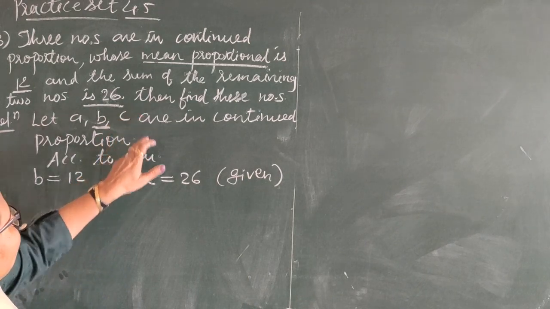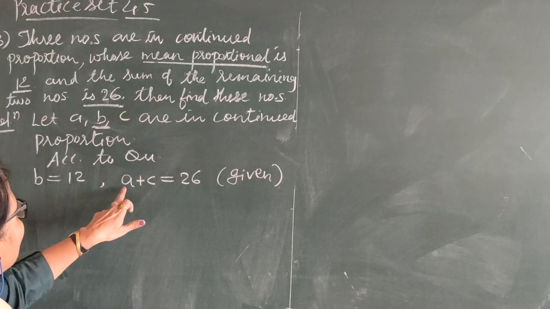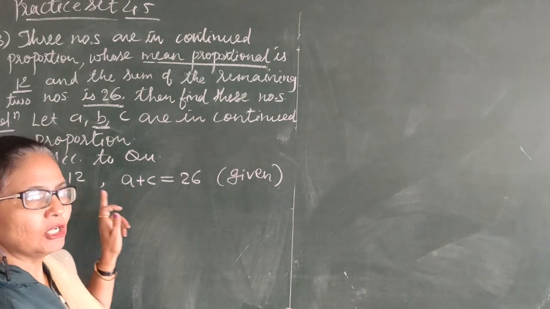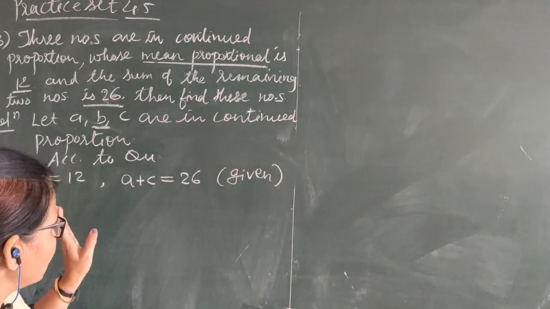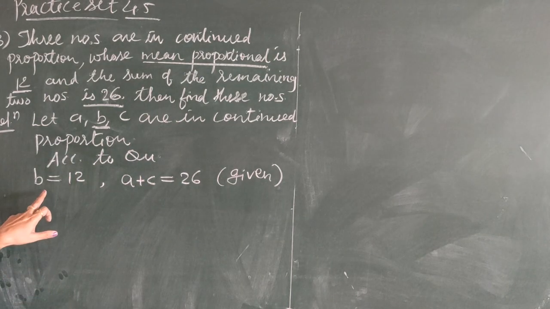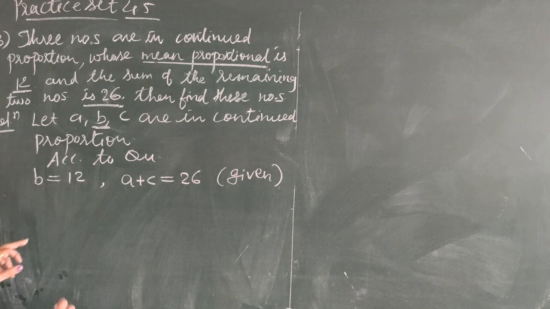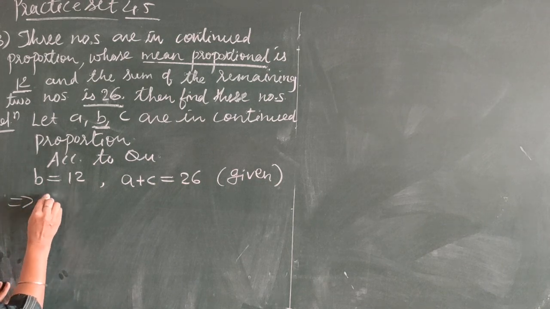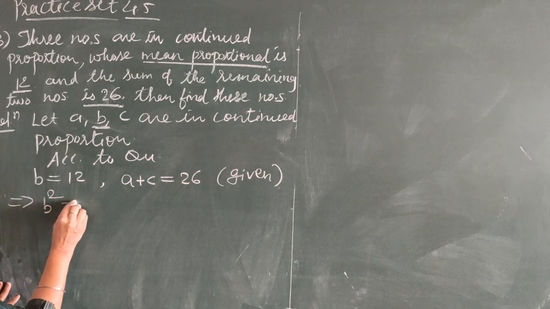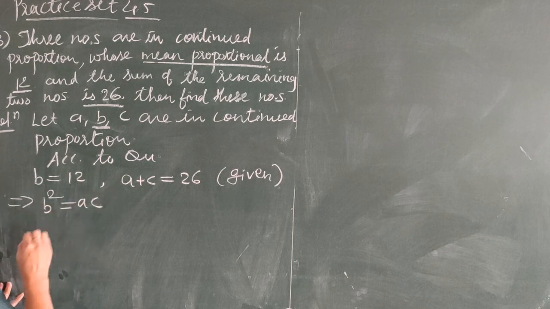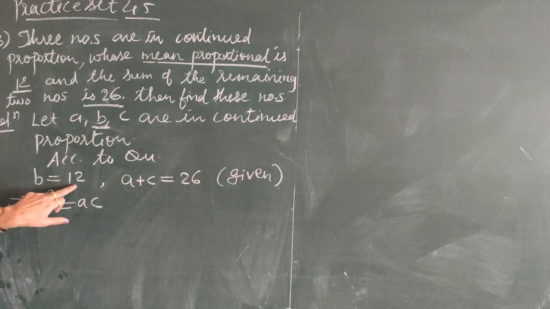Now you have to find this A, B, C, meaning what is the value of A, what is the value of B and what is the value of C. Now children, you see here, we know that B is the mean proportional, so it means B square is equal to AC. Now what is the value of B?